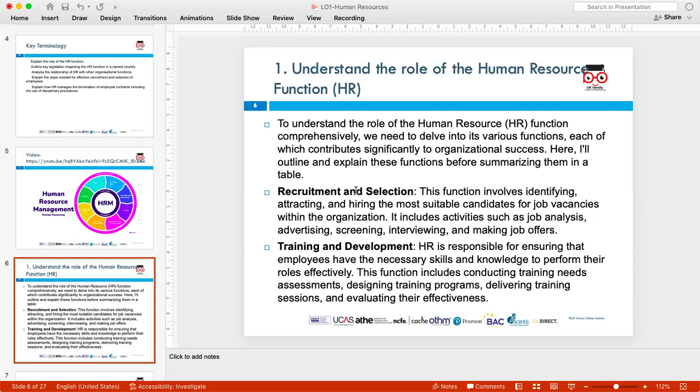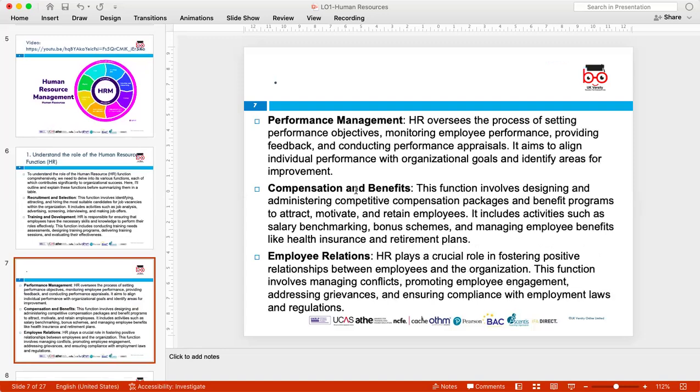For example, an HR in a small office sets up monthly one-on-one meetings between managers and employees to discuss performance and set goals, leading to better productivity. Performance management. It aims to align individual performance with organizational goals and identify areas for improvement. The HR oversees the process of setting up performance objectives, monitoring employee performance, providing feedback, and conducting performance appraisals.